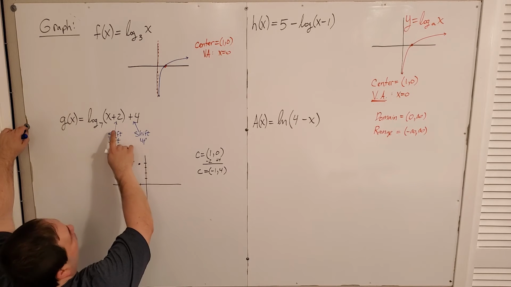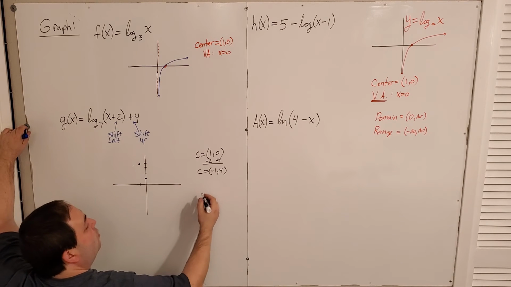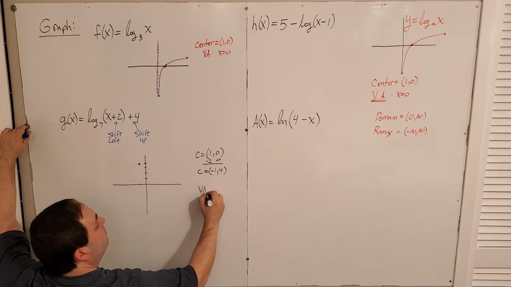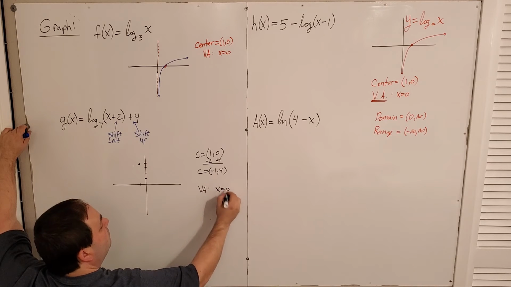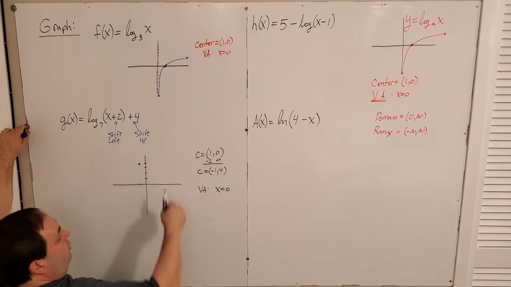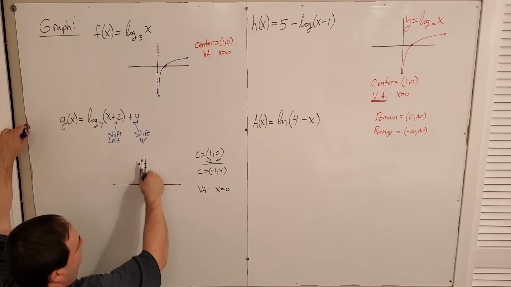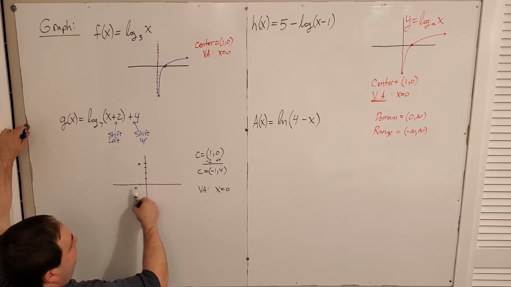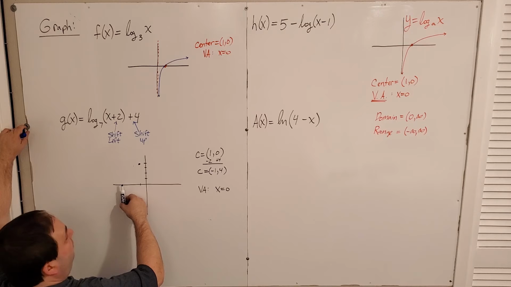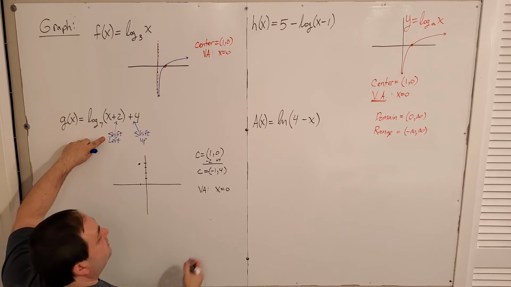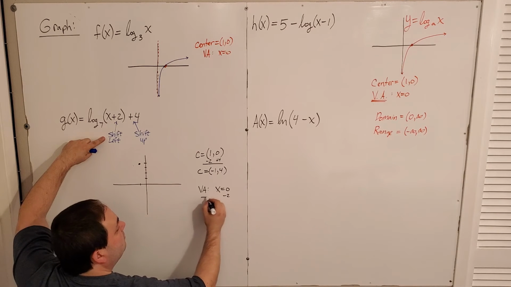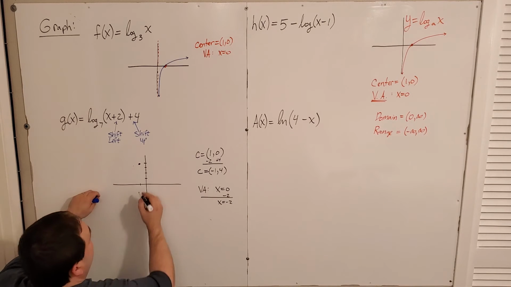Now my vertical asymptote was x equals 0. If I shift that up or down, that doesn't affect a vertical asymptote. But if I shift it left or right, that does. I shifted it left, so my new vertical asymptote is x equals negative 2.